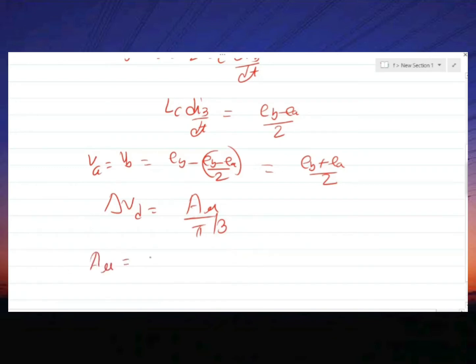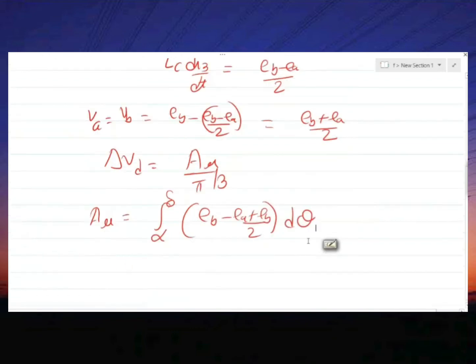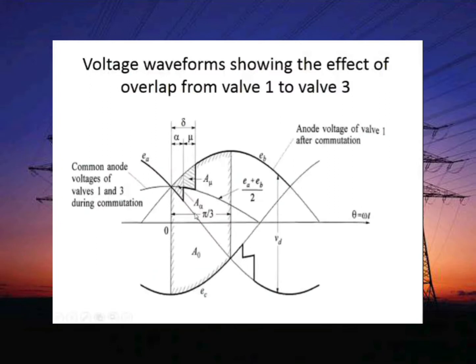The area mu is equal to the integration from alpha to delta of EB minus EA plus EB by 2 d theta. Now how does this equation come? See here. This is the overlap waveform, the conduction waveform of the valves. So this is your overlapping area. Here it is mu.